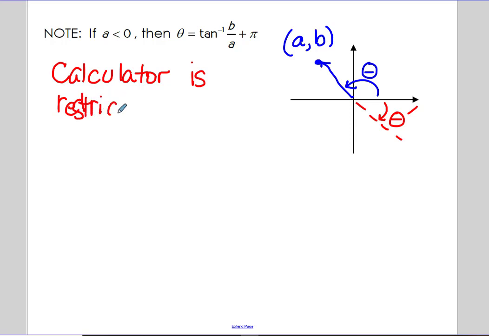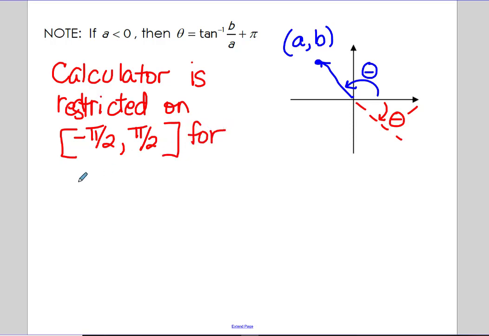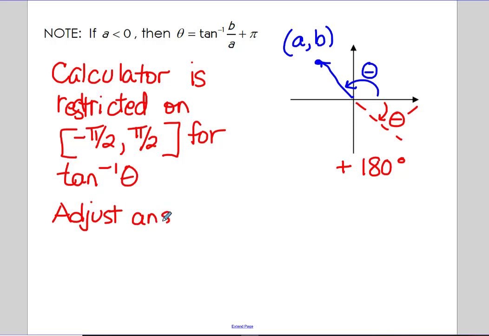You have restricted domain from negative pi over 2 to pi over 2. Whenever we're using our calculator and you are looking for an angle that's located in quadrant 2, your calculator is going to give you a quadrant 1 answer or a quadrant 4 answer. In this case, quadrant 2, it's going to give you a negative angle. So if you get this answer, you've got to consider how do I get myself back to quadrant 2? And you would do that by adding 180 degrees to your calculator answer. So just a note that you want to adjust your answer to the quadrant where your complex number lies.